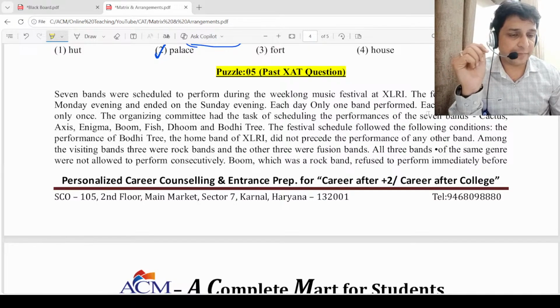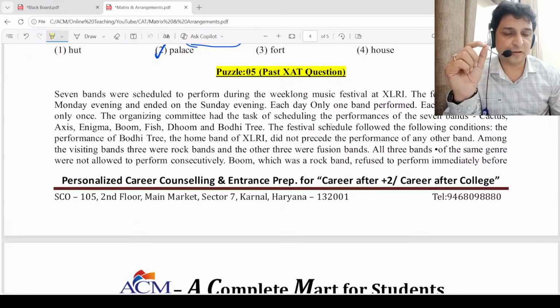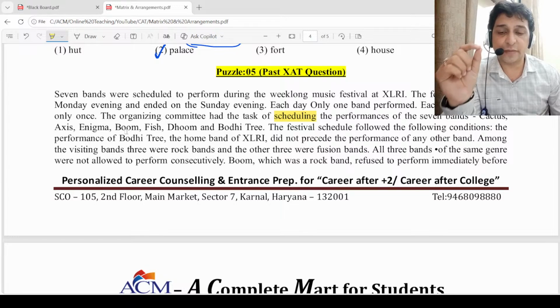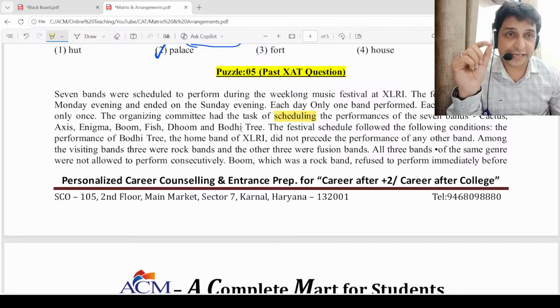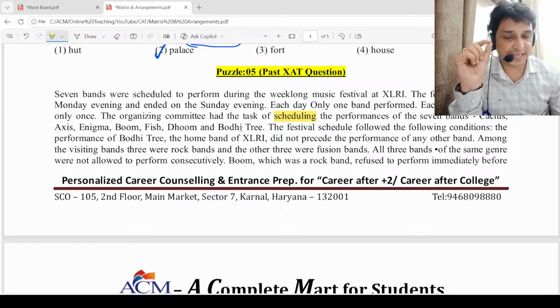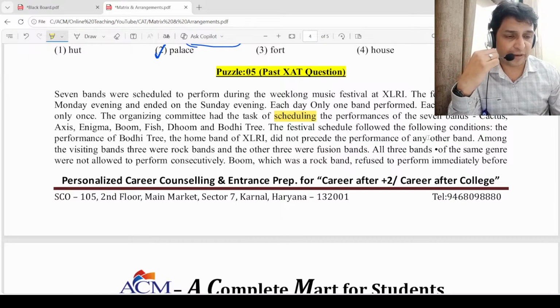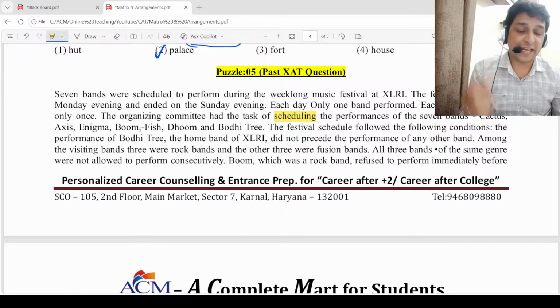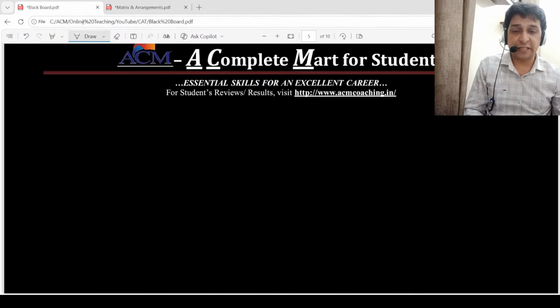First thing, first category we got. Each day only one band performed. Each band performed only once. The organizing committee had the task of scheduling the performance of 7 bands: Cactus, Axis, Enigma, Boom, Fish, Doom, Bodhi Tree. So we have the contents of the category. So matrix is suggested here. The festival schedule followed the following conditions. As they have given us the conditions, let's start making the matrix side by side.